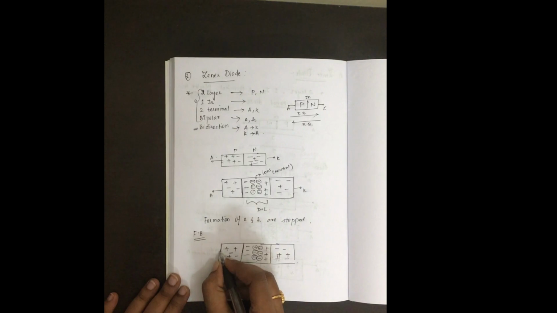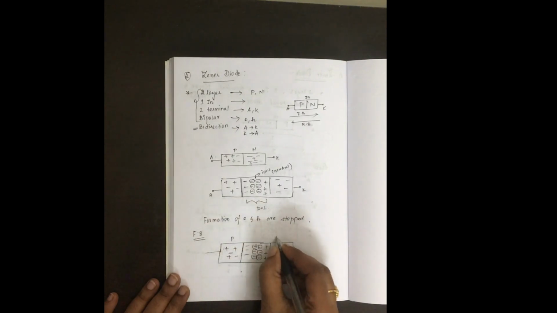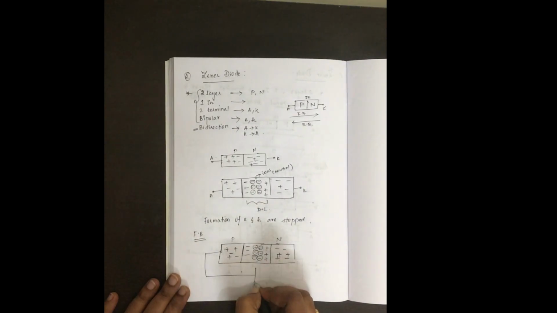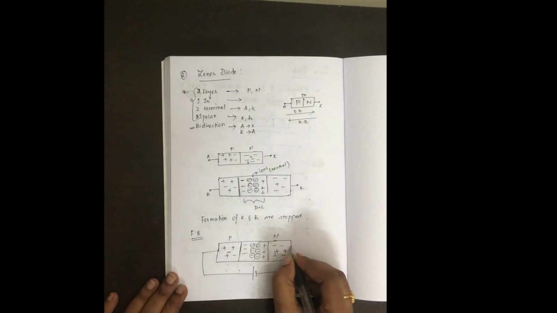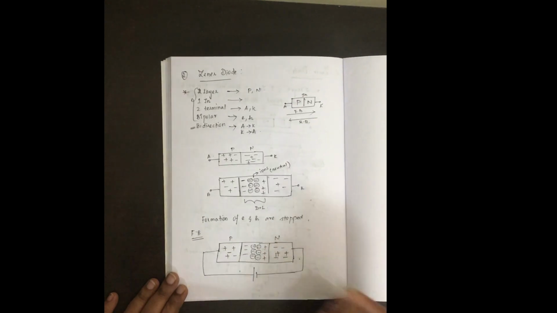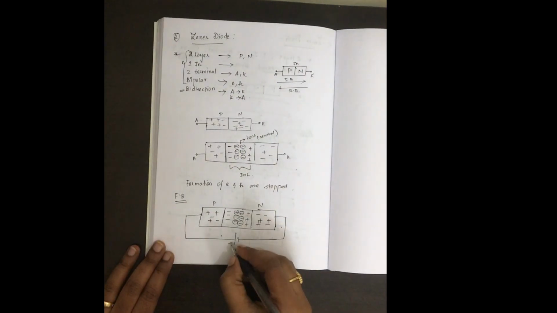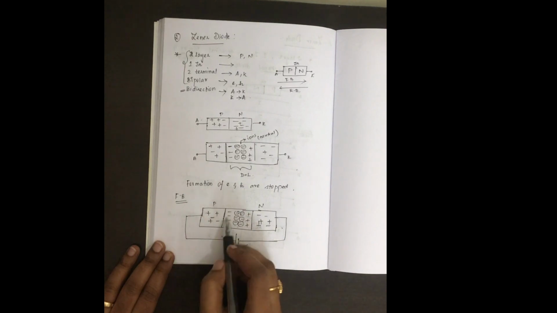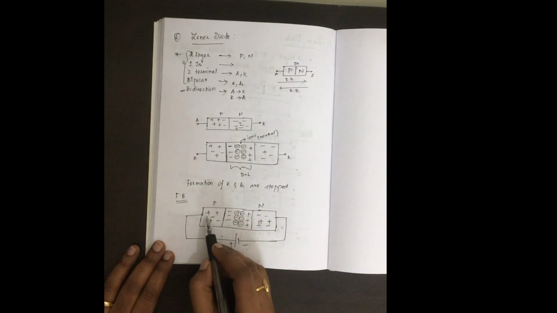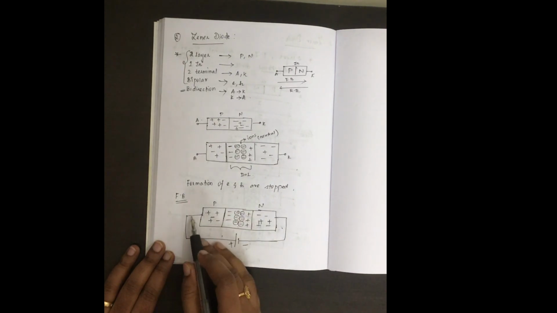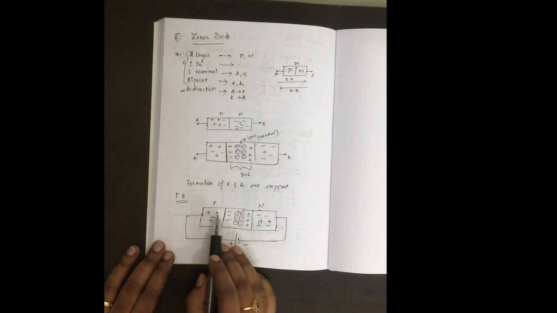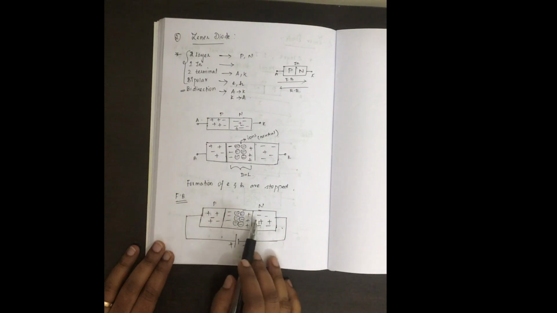Okay, so for forward bias, the P layer will be connected to the positive of the battery and the N layer will be connected to the negative of the battery. So the operation is the same, but I'll still explain it overall. Here positive, here negative. Here, the maximum number of carriers are holes, which are positive. Here also positive, so like poles repel. Therefore the holes will move away from the battery and try to cross the junction.